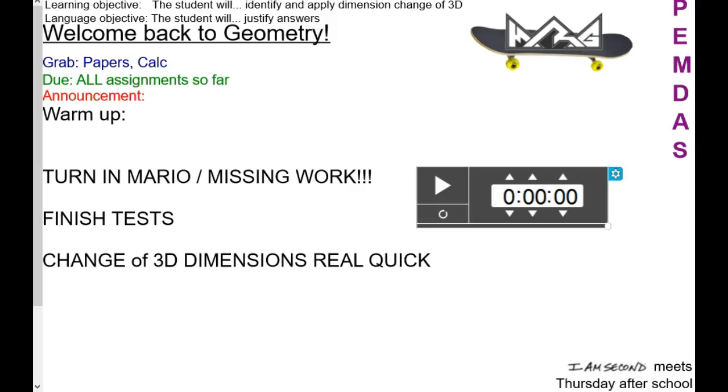Okay, our objective today is to, what does it say? Identify and apply dimension change of 3D figures. So what you're going to get right now is a notes sheet with an assignment on the back.